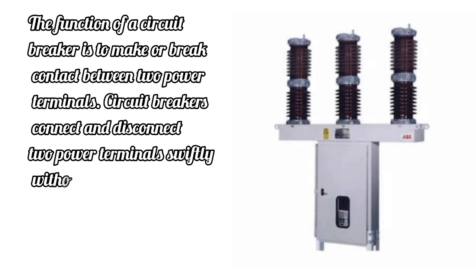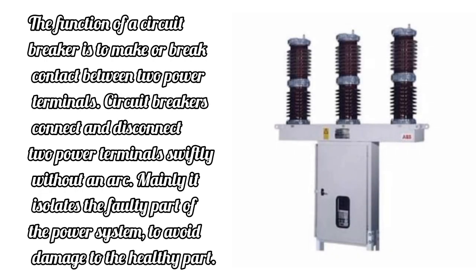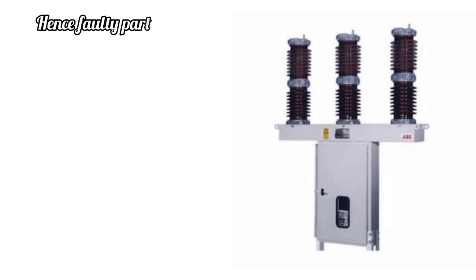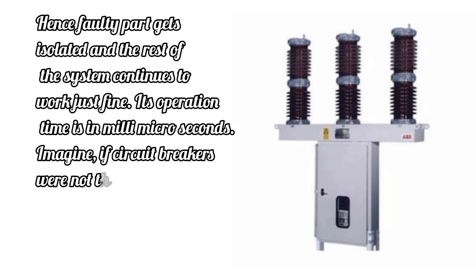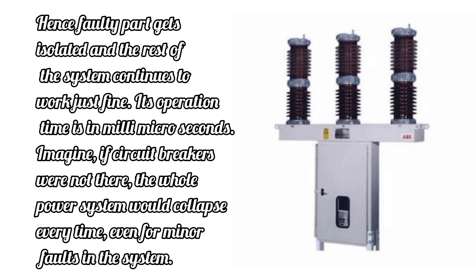Circuit breakers. The function of a circuit breaker is to make or break contact between two power terminals. Circuit breakers connect and disconnect two power terminals swiftly without an arc. Mainly it isolates the faulty part of the power system to avoid damage to the healthy part. Hence, the faulty part gets isolated and the rest of the system continues to work just fine. Its operation time is in milliseconds.